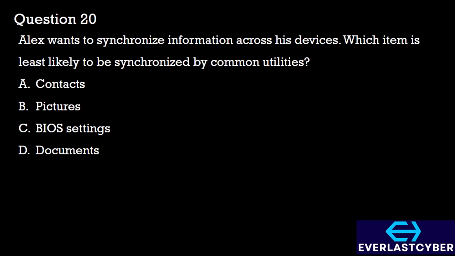Synchronizing contacts across devices is a common feature in cloud services and synchronization utilities such as Google Contacts and iCloud. Pictures can also be synchronized across devices using cloud services like iCloud Photos and Google Photos, and it allows access from multiple devices. BIOS settings, on the other hand, are firmware settings that are specific to a computer's hardware and they are not synchronized across devices. Document synchronization is also widely supported by cloud services and file synchronization tools like Dropbox, OneDrive, and Google Drive.